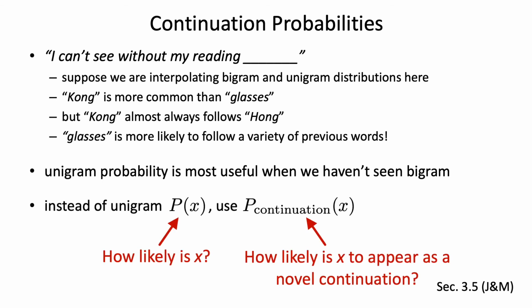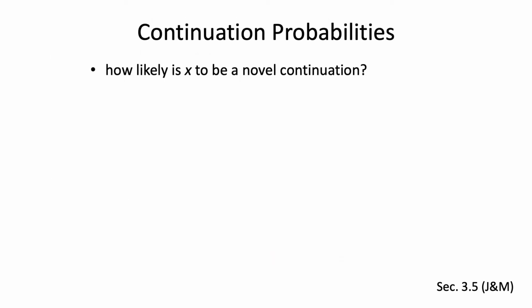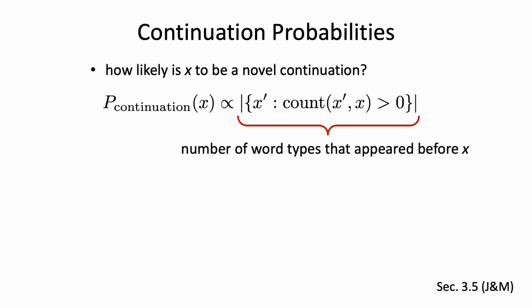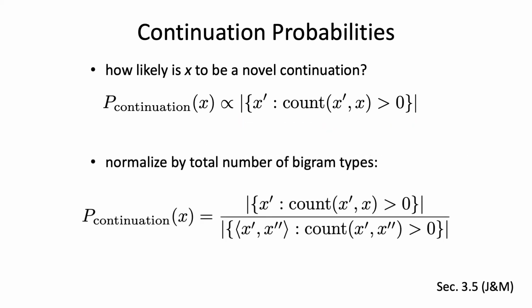So, instead of just using a unigram distribution, we want to capture how likely it is for a word to appear as a new continuation of the previous text. The continuation probability of a word x tells us how likely x is to be a novel continuation of the previous word. So this probability will be proportional to the number of unique words that appeared right before x in our data. Then we'll normalize this using the total number of bigram types, that is, the number of unique bigrams.